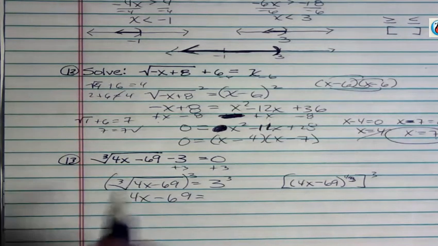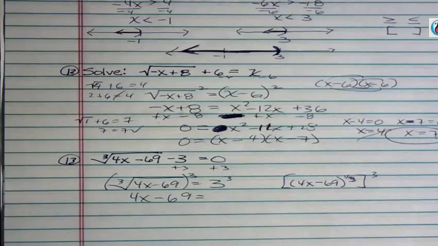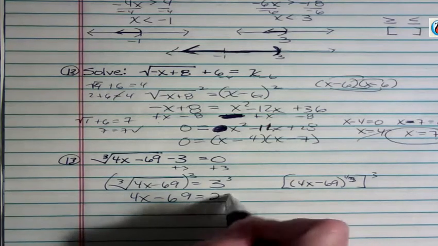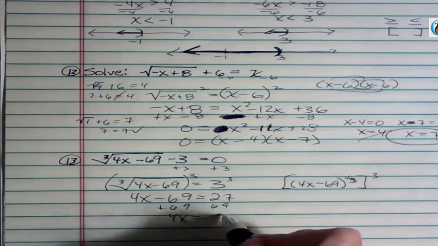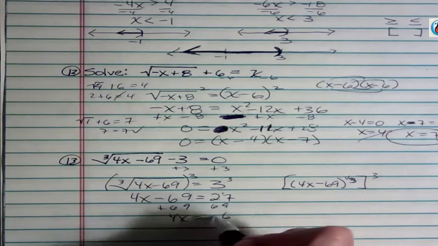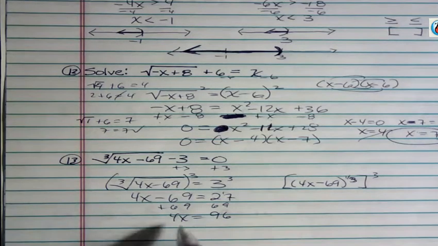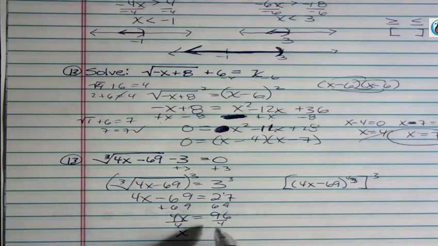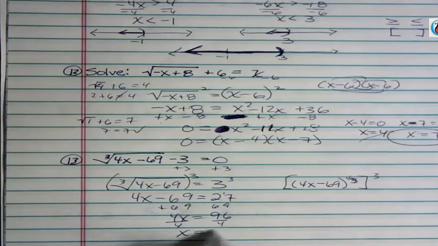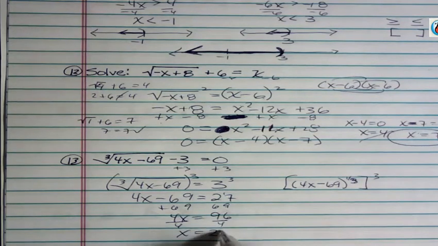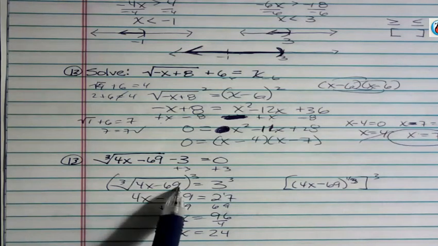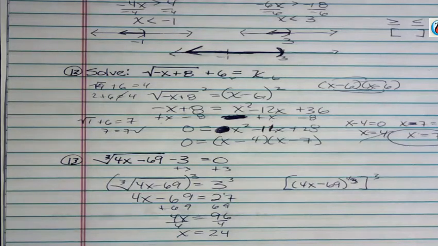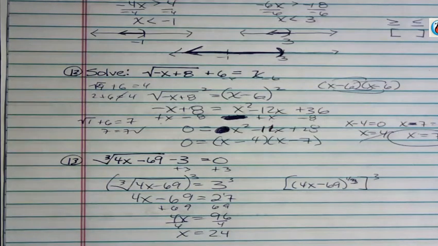Okay, you want this index to match that power to cancel them out. So 3 to the third power is 27. I'm going to add 69 to both sides. 27 and 69 is 96. And now divide both sides by 4. 4 goes into 9 twice, with 16 left over, 24. All right, so x equals 24. We can check that by just taking the 24, plugging it in. 4 times 24 minus 69, and the cubic root of that. All right, that is part 3.